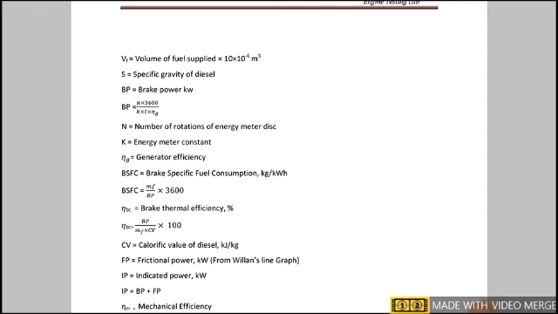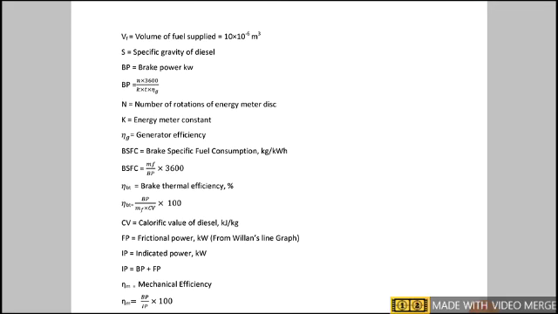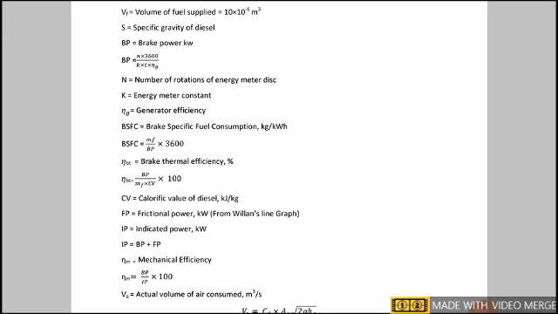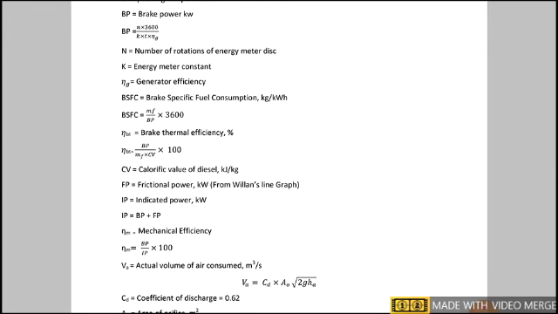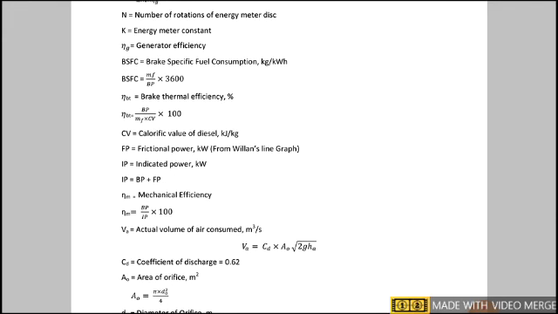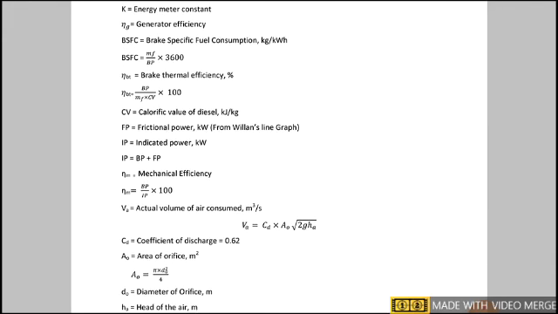So these are the calculations, and the observations may require some formulas. These formulas or calculations are very much required to perform the experiment. You can see various formulas for BSFC, brake thermal efficiency, and how to find out FP, the frictional power. The frictional power is from the Willans line method or Willans graph method.